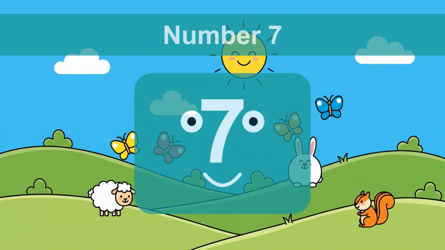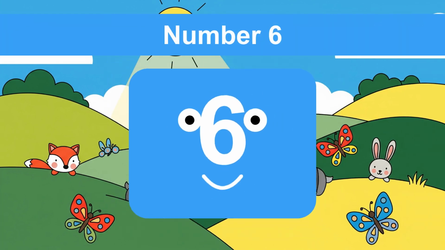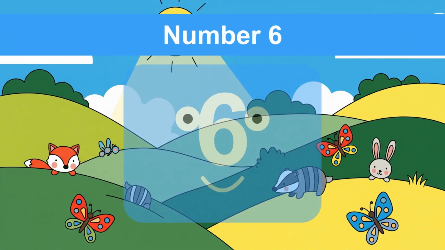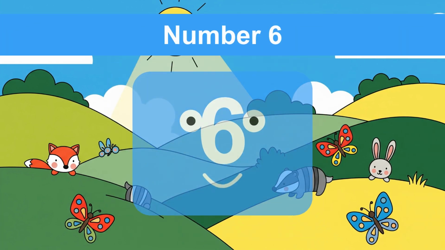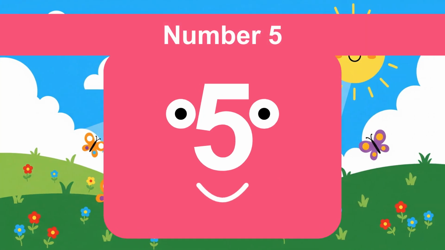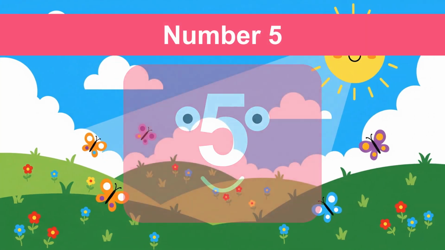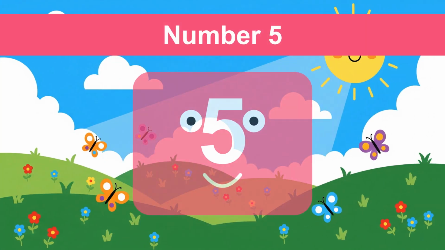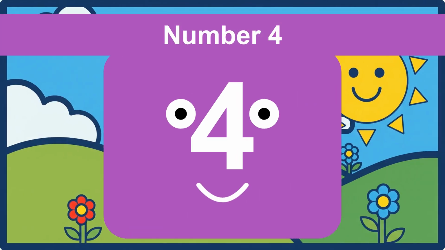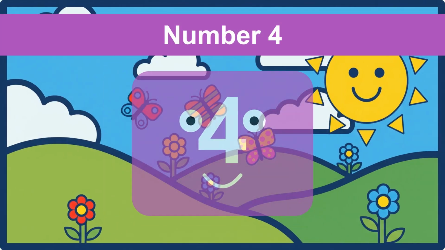After 8, we count down to number 7. Can you spot the difference? The next number backward is 6. Say 6 loudly. Counting down from 6, we arrive at number 5. You're doing so well. Backward from 5 is number 4.